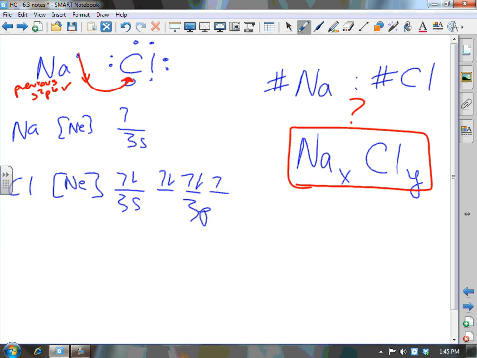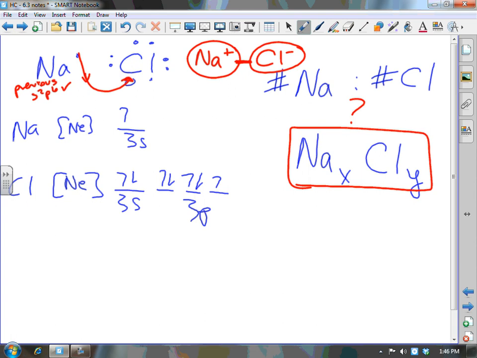Sodium gives up that electron to chlorine. This is not a two-way street. It is not a double-sided or double-ended arrow. The electron leaves sodium, goes to chlorine. So what have we just created? We've just created a sodium ion that's positively charged, and we've just created a chloride ion, which is negatively charged. We have a positive and negative, opposites attract.